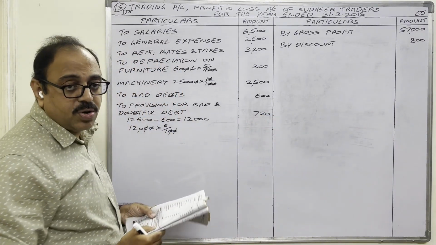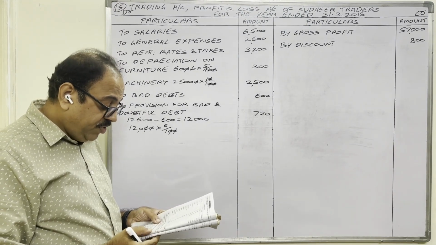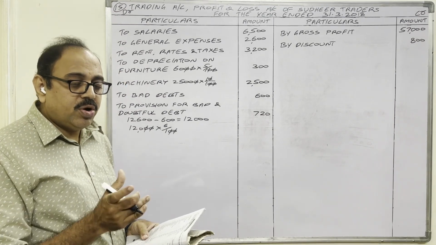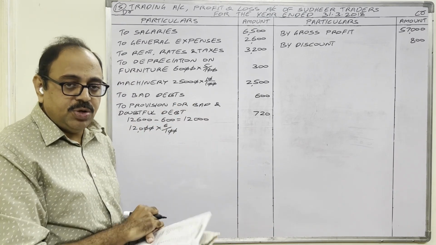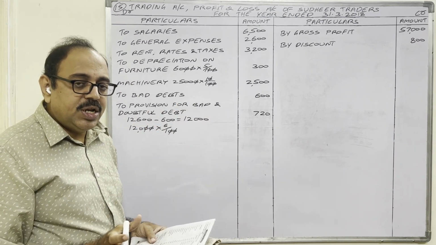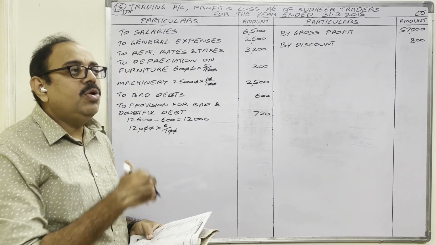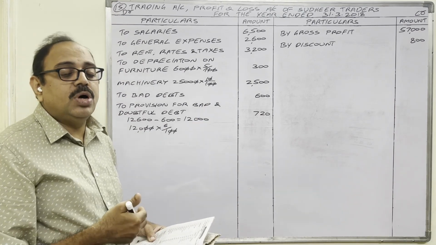720 rupees in outer column. Fourth adjustment completed. Next, fifth adjustment. Interest on drawings. Interest on drawings means the owner is taking money from the firm for personal use. As per the business entity concept, the owner is separate from the firm. Now it means we are giving a loan to an outsider.